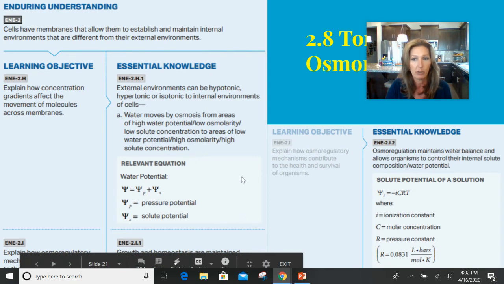And then we also have to be able to recognize this equation. If we ever have to calculate our solute potential, this equation would be given to you, all this information would be here, and if you're ever asked, it's a simple plug and chug type of equation in order to calculate your solute potential.